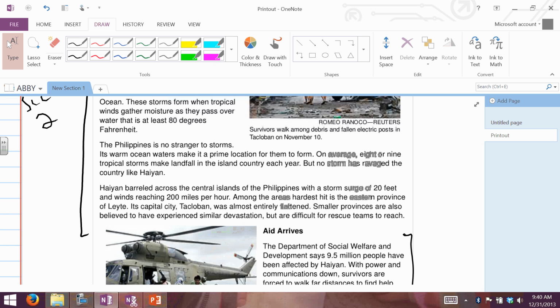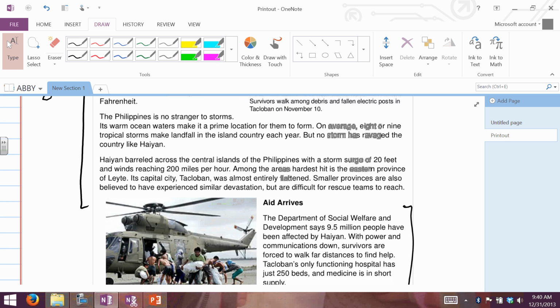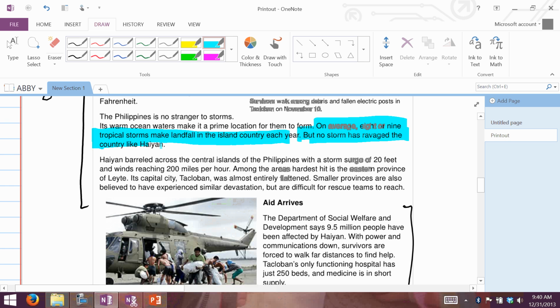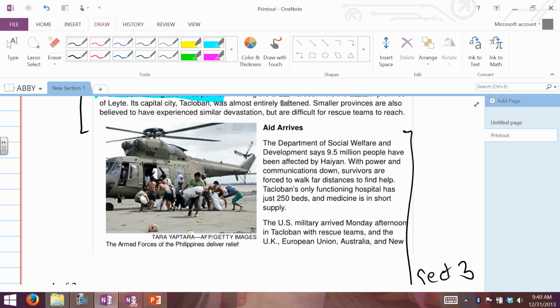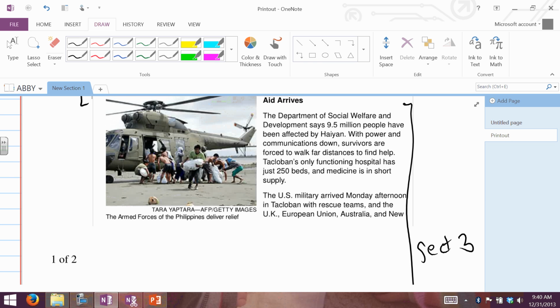Let me continue down. The Philippines is no stranger to storms. Its warm ocean waters make it a prime location. So maybe this, on average, 8 or 9 tropical storms make landfall in the country each year, is significant. This is definitely significant. No storm has ravaged the country like Haiyan. Maybe the fact that it reached 20 feet, 200 miles per hour, because it's about the specific storm. Yeah, I think we could go into Tacloban in that circumstance, but I think we're good here. Then we move on.